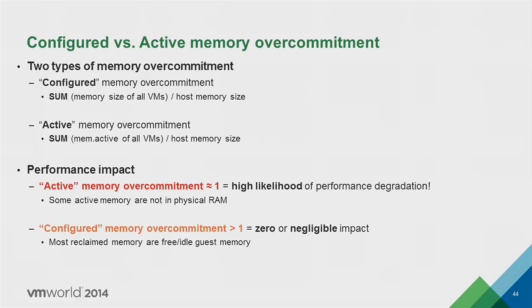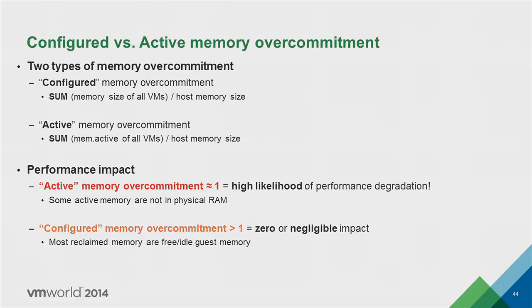In terms of performance impact, when active memory overcommitment is close to 1, it is very likely that your server will have a performance degradation, because some active memory will be reclaimed. They are not in physical RAM anymore.